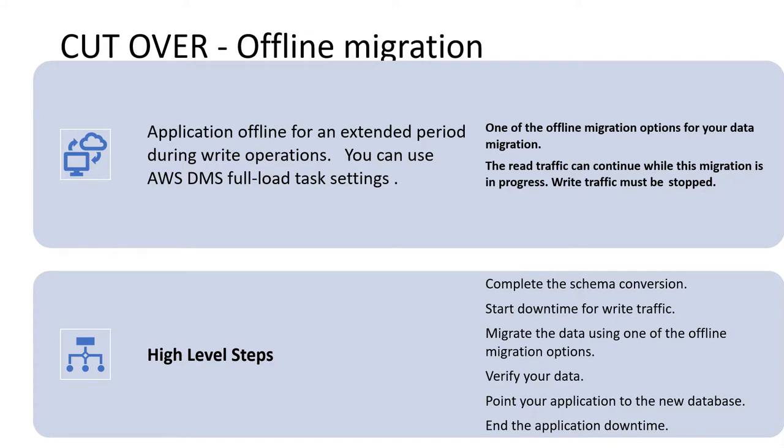So this we have already discussed, like what is going to happen during the offline migration, or in case it is going to be online as well. So when we talk about the application offline for an extended period, then you can use AWS DMS, wherein full load task setting can be done, so that the data from your source can be loaded to the target.